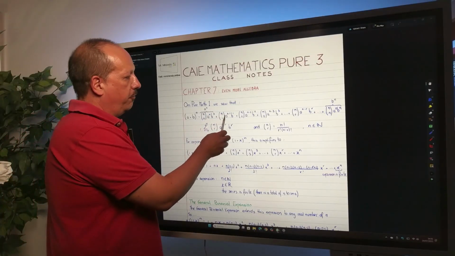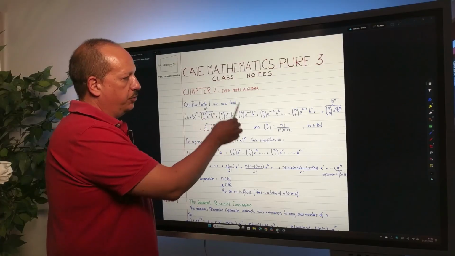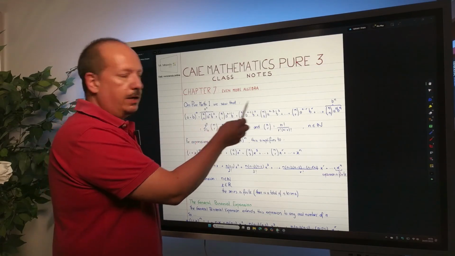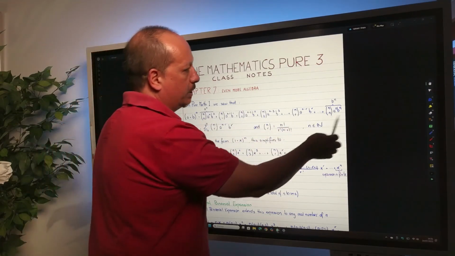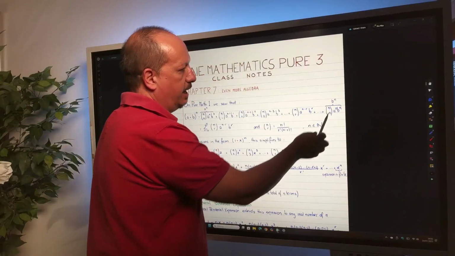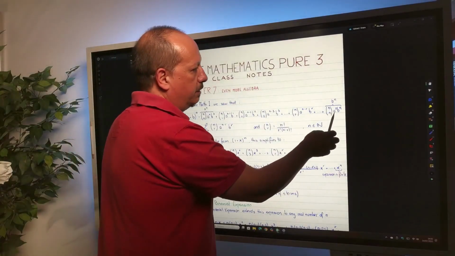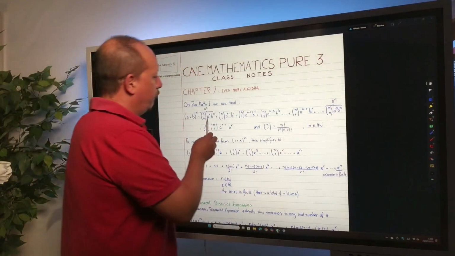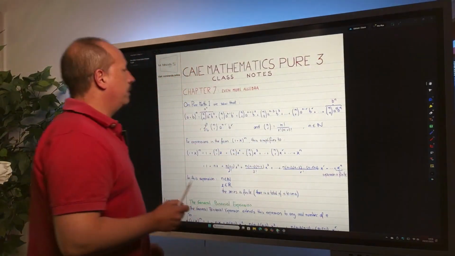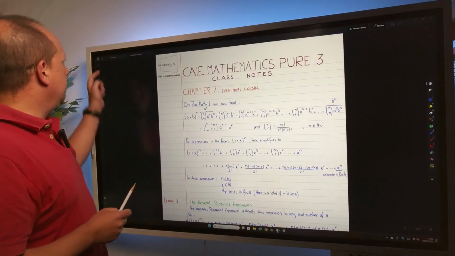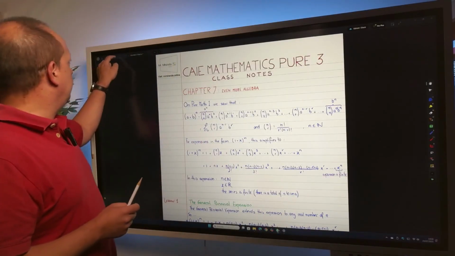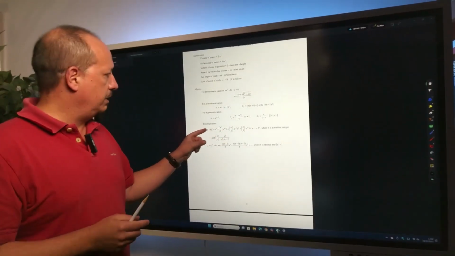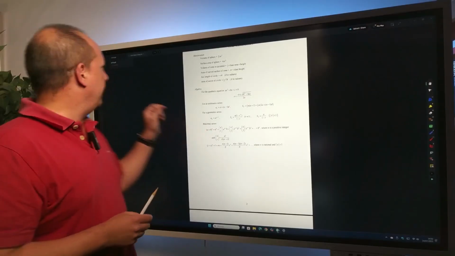And then the power of A goes down by 1 for every new term, and the power of B will go up by 1, starting in 0 for every new term, until you end up with the last term, which is combinations N, N, which is always 1. Your A is going to be powered to 0, so this is also going to be 1. And finally, whatever your B is going to be powered to N. Again, in MF19, this is just shown as B to the power of N, as you can see there. For the same reason, the first term is just A to the power of N.